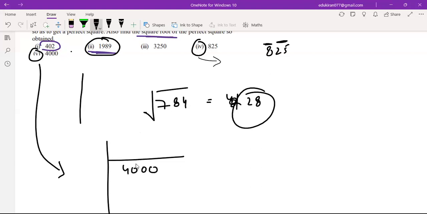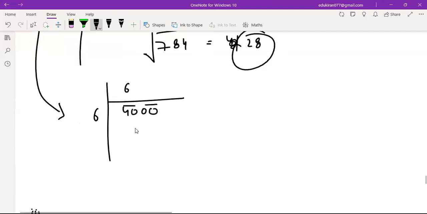Okay. These are the two pairs you will be making, students. Then, of course, 6 is 36. Right? 36, 37, 38, and 40. You got 4? Yes.